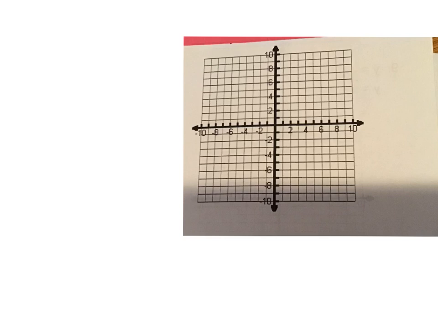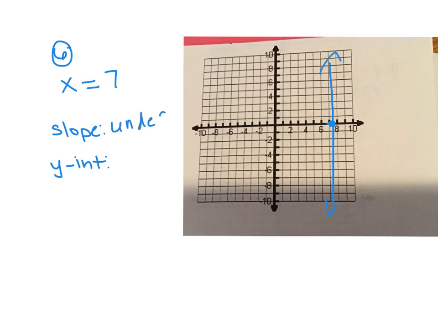All right. So now, number 6. Let's do the other special one. x equals 7. Slope, y-intercept. Now this one, since it says x equals 7, you go to the 7 on the x. This is the first time and the only time you start on the x-axis. x equals 7. This one is a vertical line. So the slope is undefined. Y-intercept, none. It never crosses the y-axis.